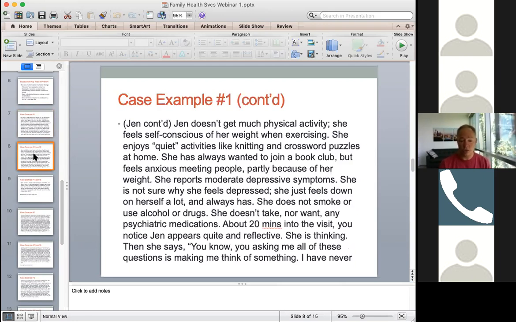She doesn't smoke or use alcohol or drugs. She doesn't take meds or want any. About 20 minutes into the visit, you notice she appears quiet and reflective. She's thinking. And she says, "You asking me all these questions is making me think of something."